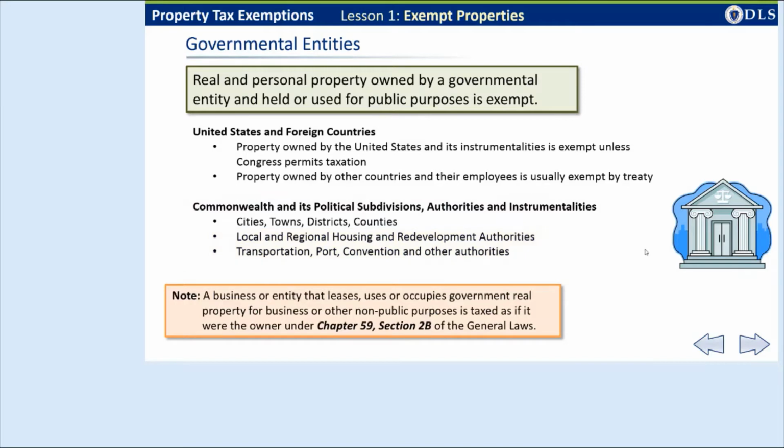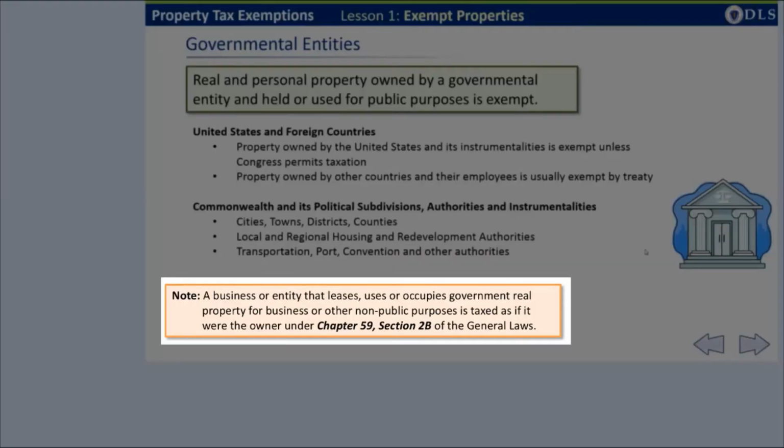Note, however, that real property of the United States, the Commonwealth, or a county, city, town, or any instrumentality may be taxable if it is leased, occupied or used for business, or non-public purposes as covered in General Laws Chapter 59, Sections 2B and 3E. In that case, the lessee, occupant, or user is treated as if it owned the premises it rents or occupies as of January 1st and is taxed or exempted as if it were the actual owner.